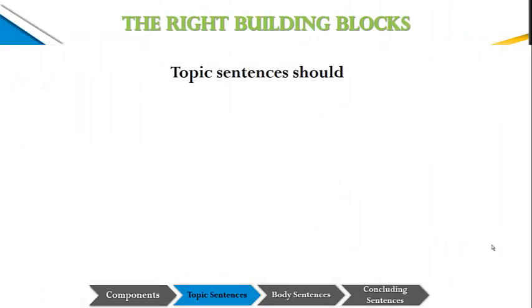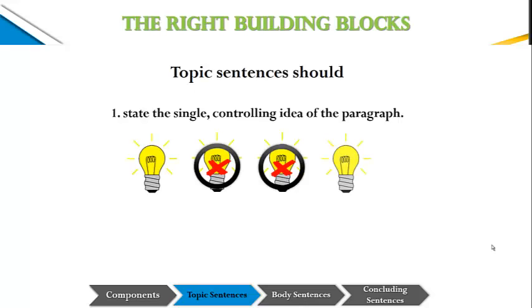Okay, so there are a couple things to remember about topic sentences. The first thing is that they should state a single controlling idea of the paragraph. That means just one idea, not 2, 3, or 4, or however many you want to put in there. Just state one, and then focus the remainder of the body sentences of that paragraph on that idea.